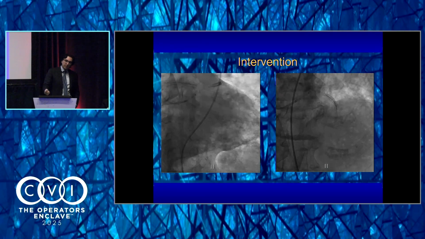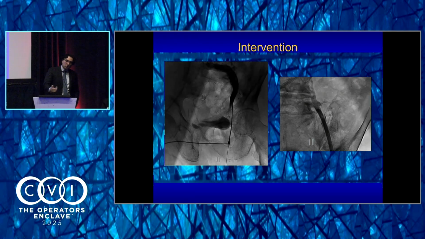So at this point, I said, I have to put in support. So I went to put in an Impella. So here's the access I got. Now there's a lot of tortuosity in the iliacs, but I thought, what's the cardiac output here?